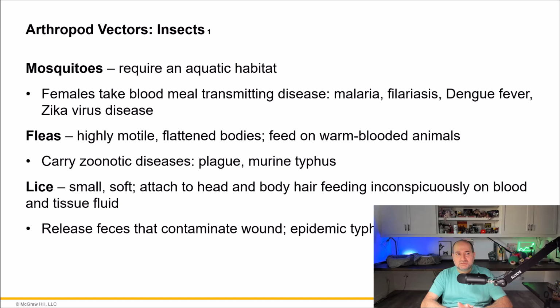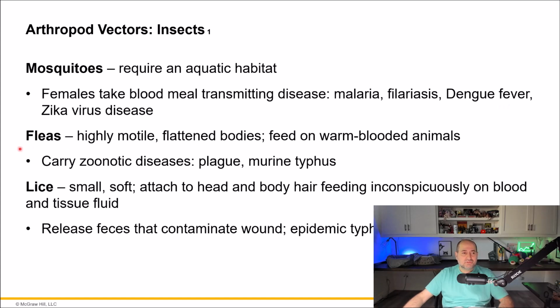So let's just touch on some of these. Mosquitoes. Everyone has seen a mosquito. Mosquitoes require an aquatic habitat because when they lay their larvae, they do so in water. This is why it's so important to get rid of standing water near where you live. They lay their larvae in water, standing water. And it's usually the female mosquito that spreads the disease. Females are the ones that take a blood meal. They're the ones that feed on blood and transmit disease, including malaria, filariasis, dengue fever, Zika virus.